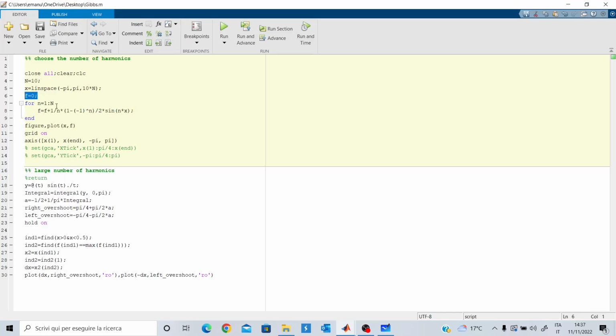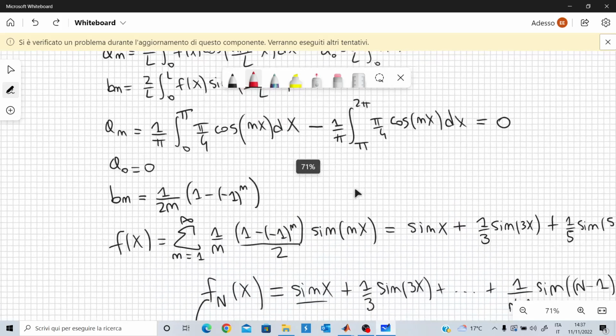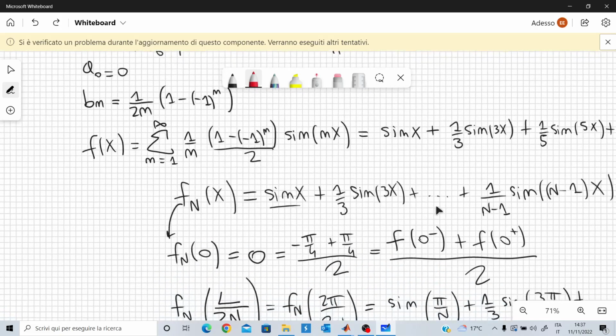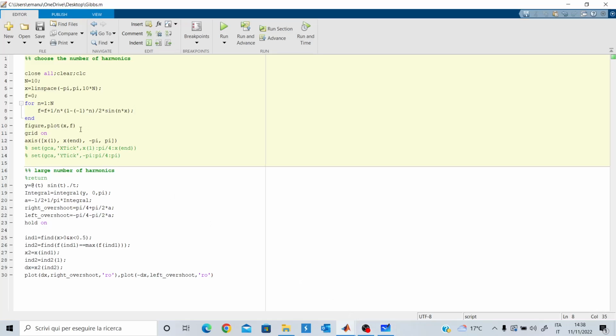We first set f equal to 0 and then we sum the harmonics like this. So I am considering this formula here, but I'm truncating this series at lowercase n equal to capital N. So here instead of infinity, of course, I will have to truncate it to some number capital N. And then here I simply plot the function.